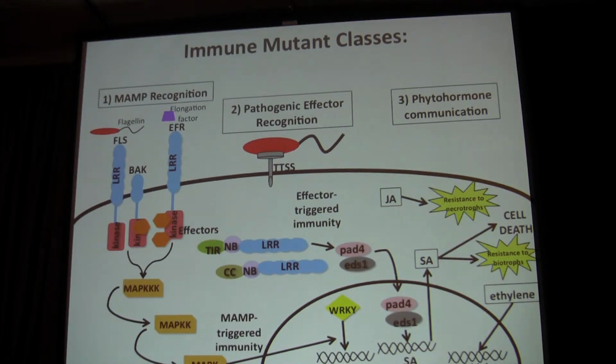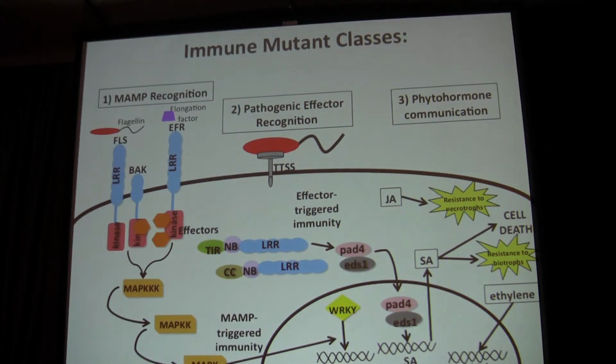So when I look at my immune mutants, I look at two main classes that I'm going to tell you about today. The first are hyperimmune plants. So these are plants that are constitutively making SA. These are plants that are always acting as if they've been infected by a pathogen.